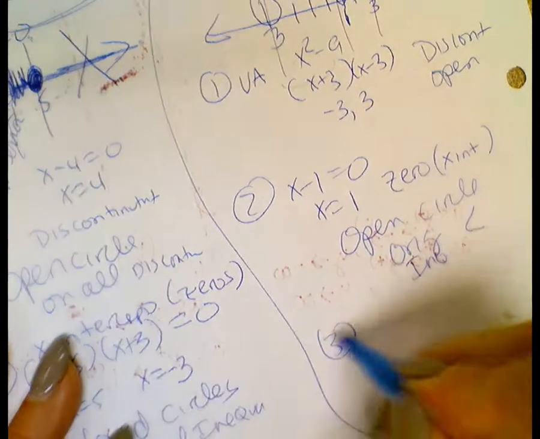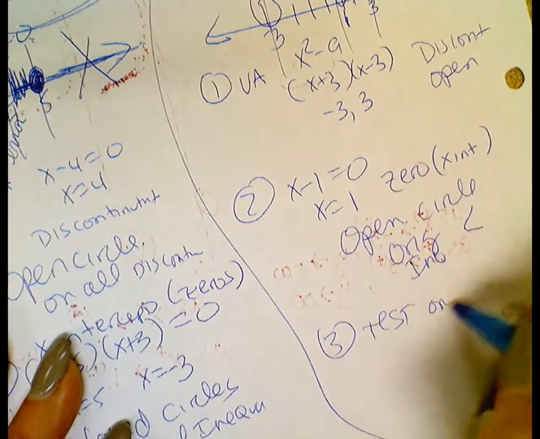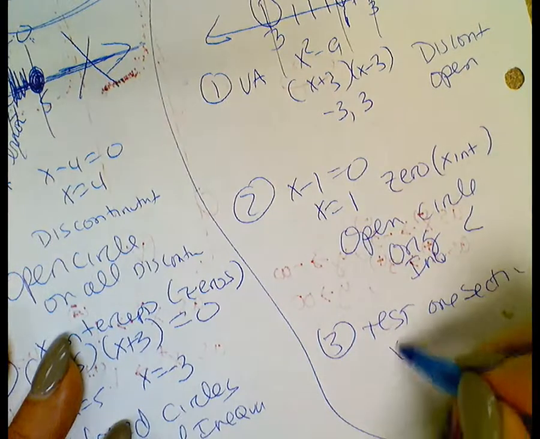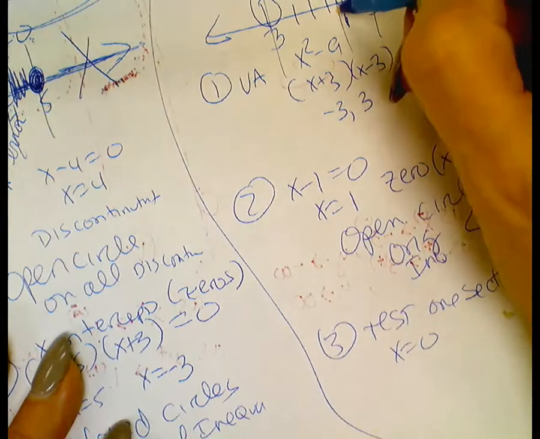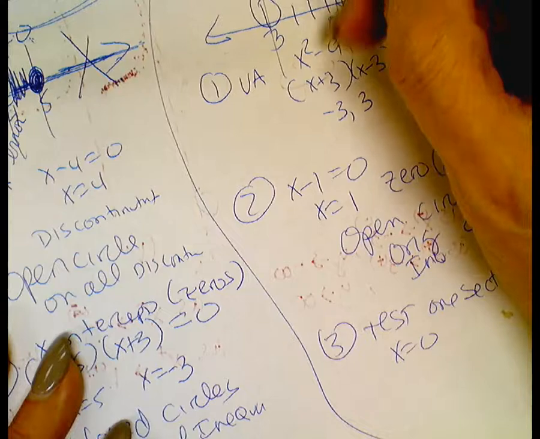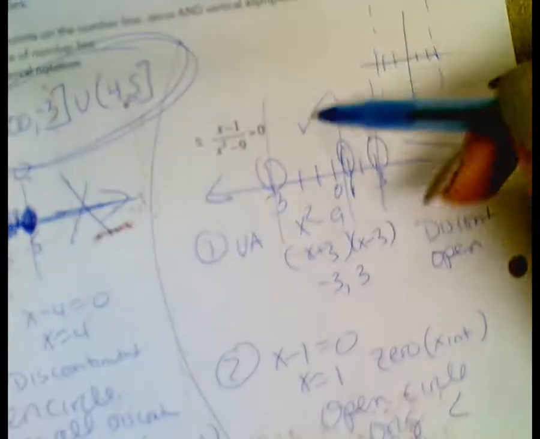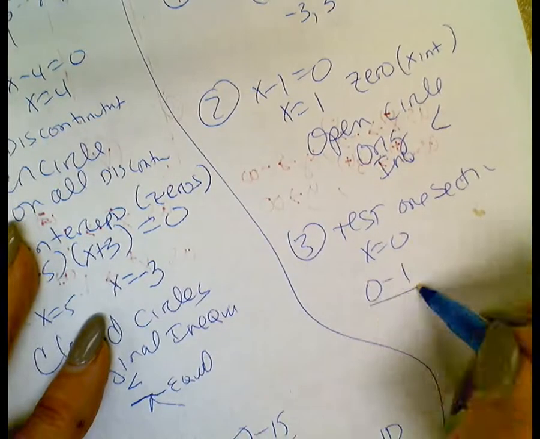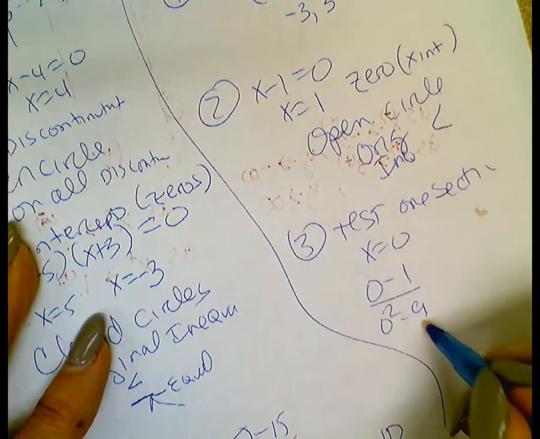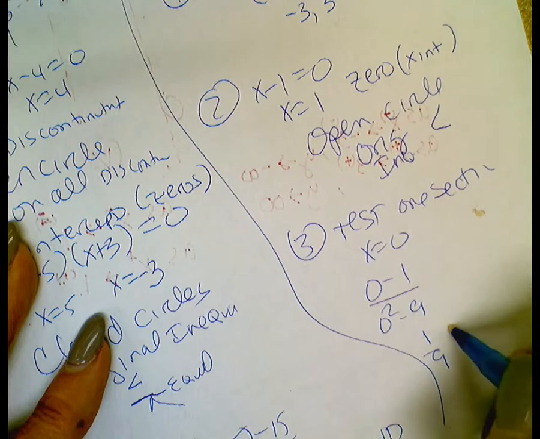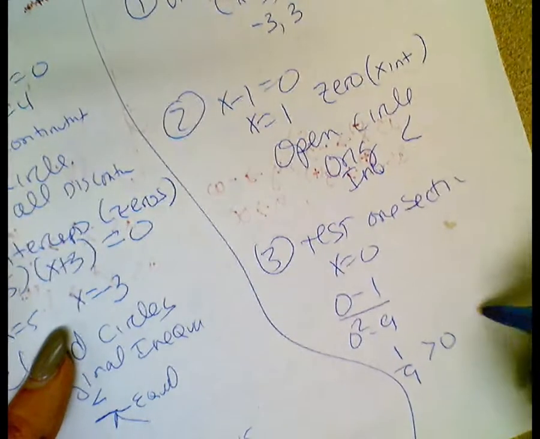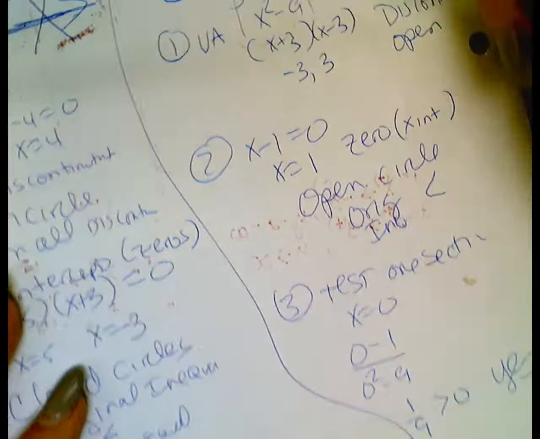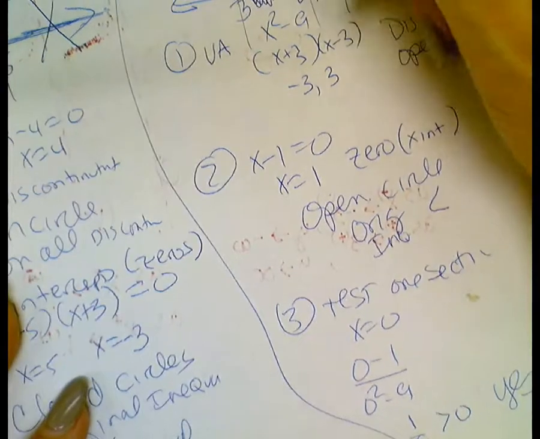So we're going to test one section. Let's test the section that has the 0, which is right here. We're testing this section because it has a 0. So if you test the 0 into the problem, you end up with 1/9. Is 1/9 greater than 0? Yes, it is. So we want this section to work.